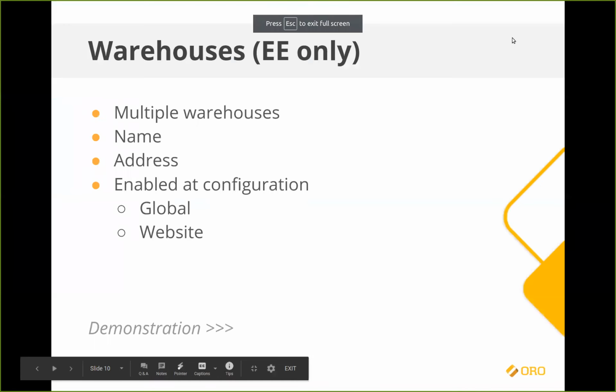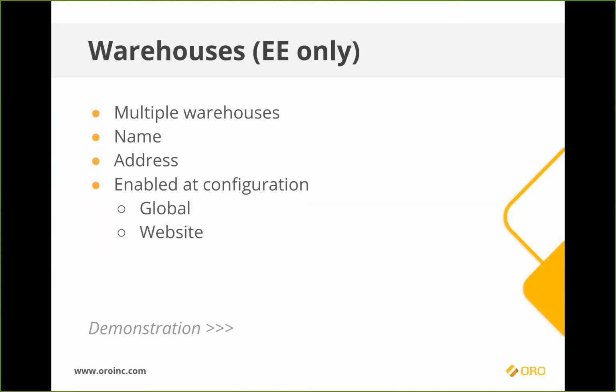Talking about the warehouses, which are available only in the Enterprise Edition, you may have many warehouses in your application. Each of the warehouses may have a name, each of the warehouses may have an address, and you may also set enabled warehouses in the configuration, either globally or per website.